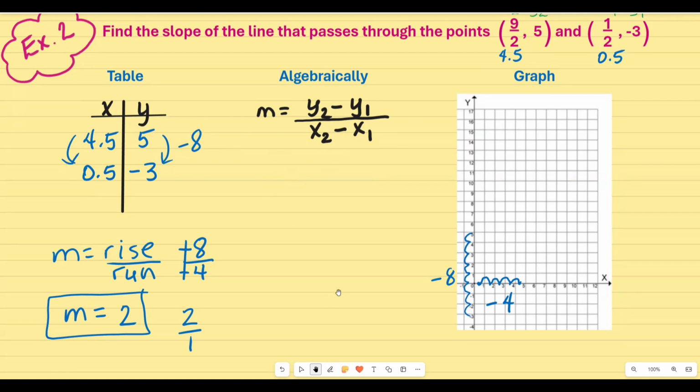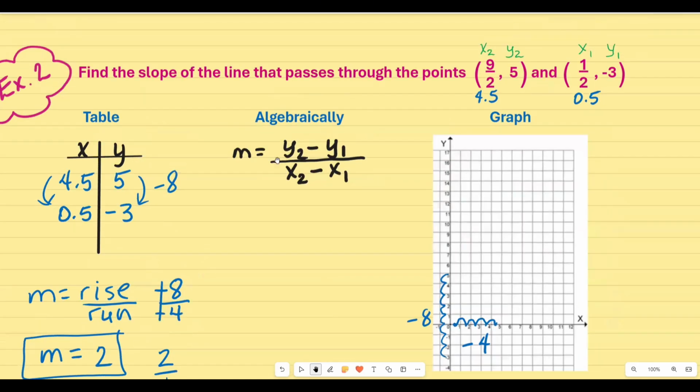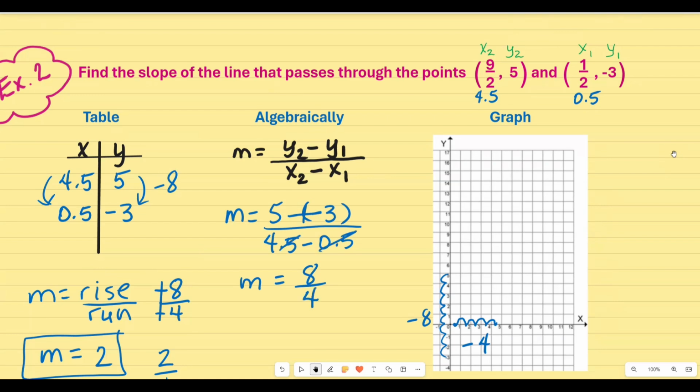All right, so algebraically, if I wanted to substitute, like I said, I chose to use this set first, but you could use this set. It does not matter. So my y sub 2 this time is going to be 5. So 5 minus -3, and then 4.5 minus 0.5. So now when I simplify, I have to pay attention again. I have a negative times a negative. That's going to become a positive. So that's 5 plus 3, which is 8. And then 4.5 minus 0.5, I just take the 0.5s away, and I'm left with 4. Now, if I simplify this, 8 divided by 4 is 2.